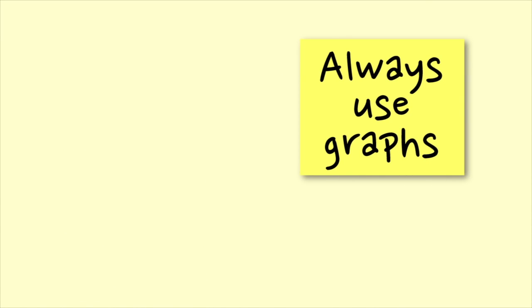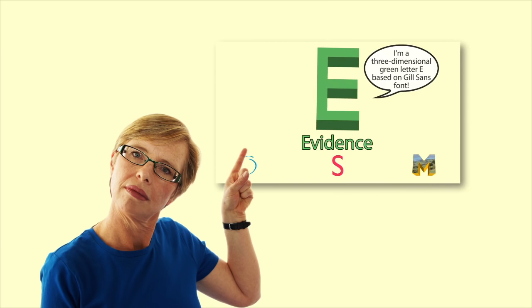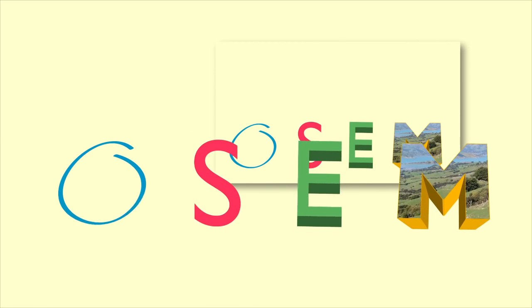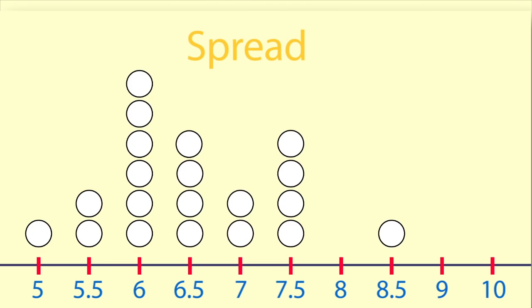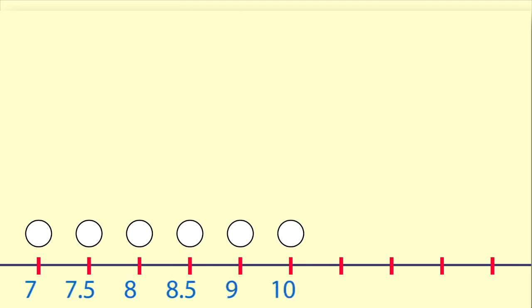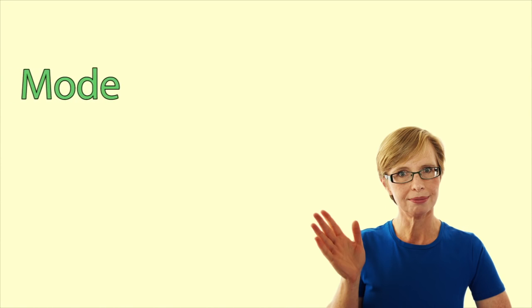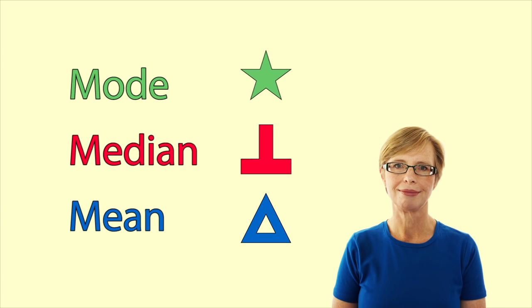We should always use graphs to explore and analyze the data. You can see how to do this in our video, Analyzing and Commenting on Graphical Output using OSIM. When we explore data, we are interested in position, spread, shape, and special. In this video, we will mainly talk about position. To summarize the position or location of the data, we use the mode, median, or mean. We will illustrate this with an example.